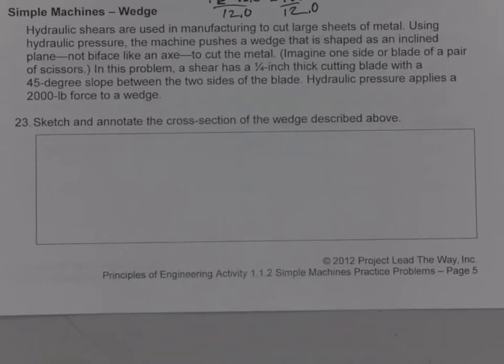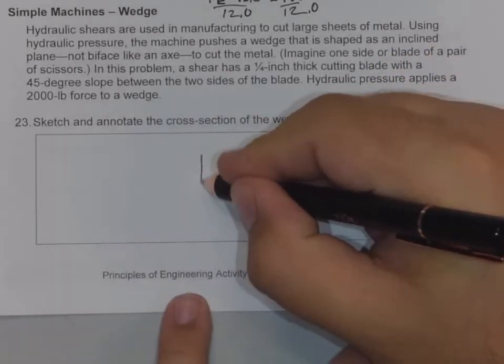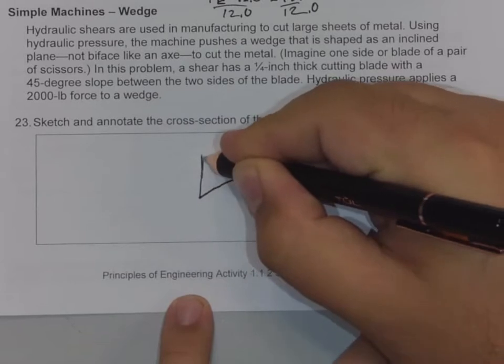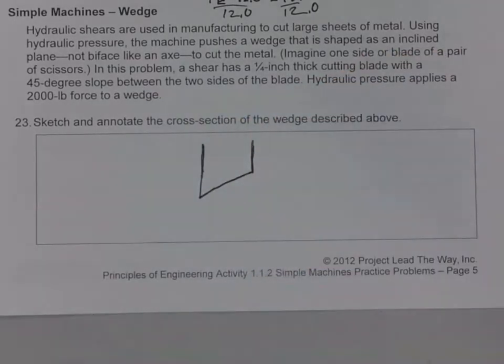to cut the metal. So imagine one side or a blade of a pair of scissors. In this problem, a shear has a 1/4 inch thick cutting blade with a 45-degree slope between the two sides of the blade, and the hydraulic pressure applies a 2,000-pound force to the wedge. So what this looks like, if you're kind of familiar, it almost looks like an inclined plane, and it's very similar to the end of an X-Acto knife kind of blade that you would have.